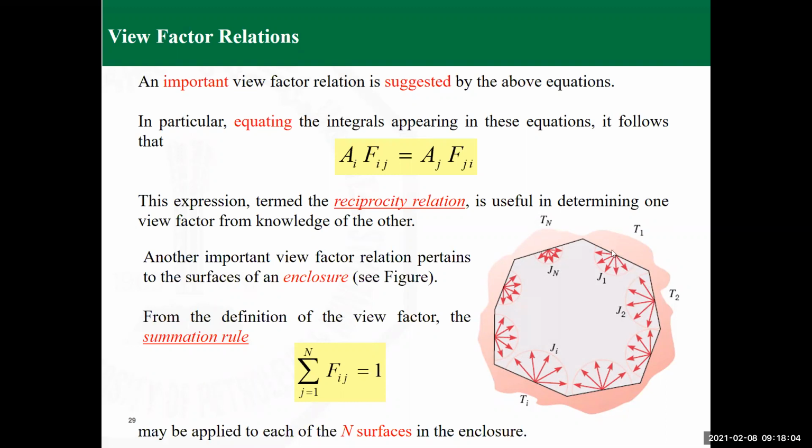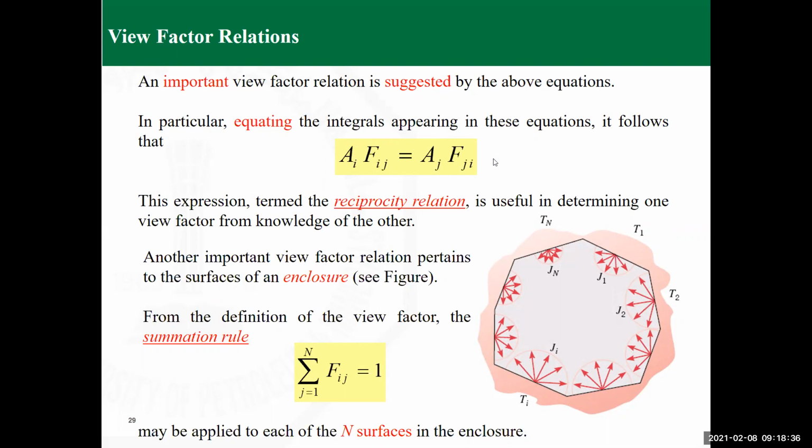The shape factor says how much is the exposure of one of these surfaces to the other, which means how much of the energy, what fraction of the energy leaving surface 1, is falling on surface 2. It depends on how big the surface is, how close they are, and how the orientation between them is. The reciprocity relation says that A1 F12 is equal to A2 F21.